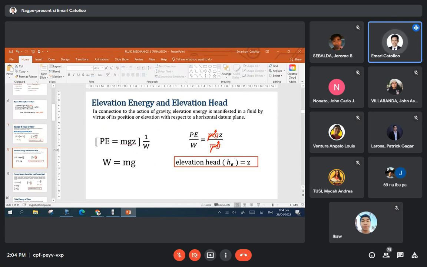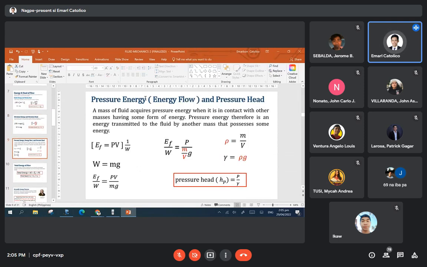Kapag potential energy in terms of elevation head, same lang din, no? I-divide mo siya sa work. Work is mass times gravity. Potential energy is mass times gravity times z. Kaya ang elevation head natin in terms of potential energy is in terms of z, or yung height, or yung datum. Then pressure head, ganun lang din, no? Pressure head is p over gamma. I-divide mo lang din siya ng work.